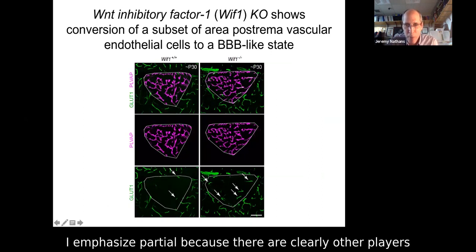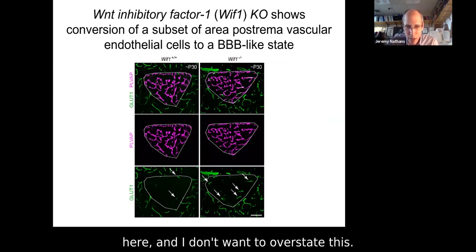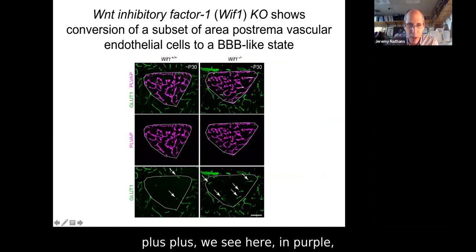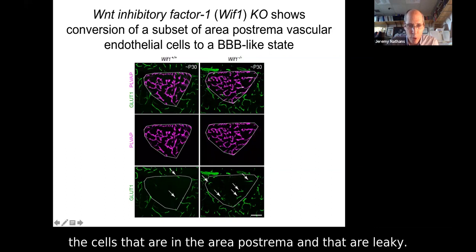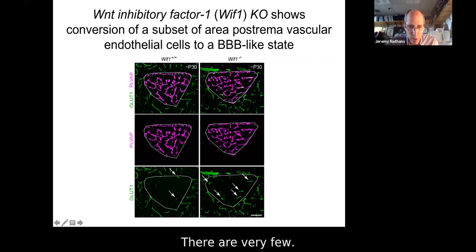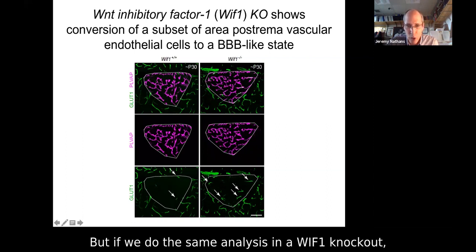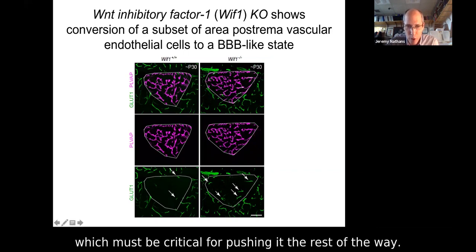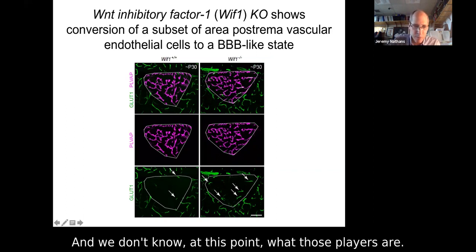I emphasize partial because there are clearly other players here, and I don't want to overstate this. But if we look at an area postrema in a wild type, WIF1+/+, we see here in purple the cells that are in the area postrema and that are leaky. And then we can ask how many of those cells have GLUT1. They're very few. But if we do the same analysis in a WIF1 knockout, we see quite a few more cells. We've quantified this, and it's highly statistically significant. But I think what this is doing is pushing the toggle switch a little bit. There are other players for sure, which must be critical for pushing it the rest of the way. And we don't know at this point what those players are.